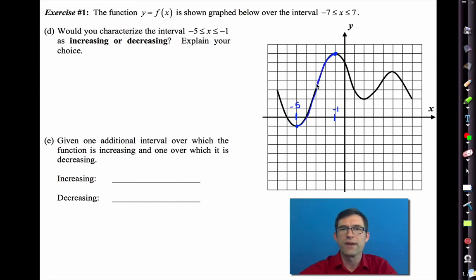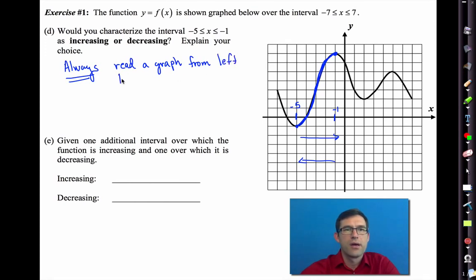All right, now this is important. Very, very important. Is the function increasing or decreasing? Now, for a lot of students, they would say, well, it depends on which way you're looking at it. If we move this direction, then the function's increasing. And if we move this direction, the function is decreasing, right? So we have to understand how to read a graph. Always read a graph from left to right. Now why do we do that? Why do we always read a graph from left to right?